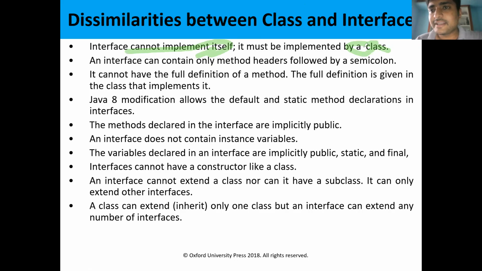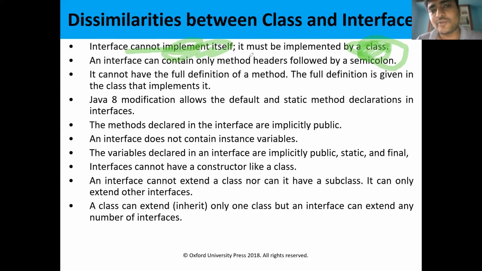Everything can be done in the class only. Creation of objects can be done within the class, and through those objects we can access the class members. Methods or everything is accessed by the objects. Objects are created within the class. That means the class can implement itself, but the interface cannot implement itself. So in order to implement the interface, we need a class.